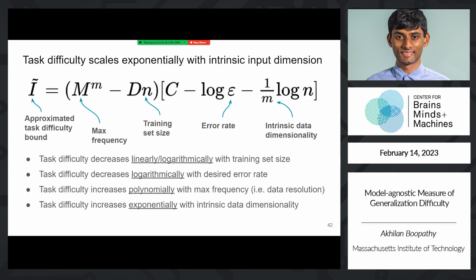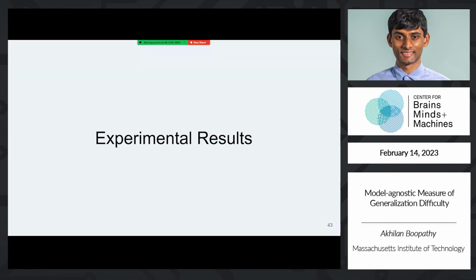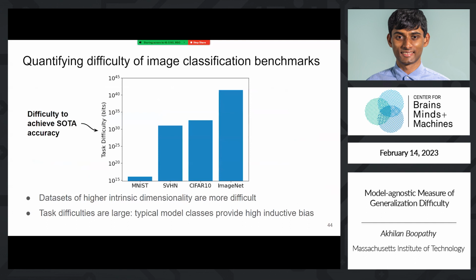Okay, so the numbers you're showing us are upper bounds on the task difficulty. Yeah, these are all upper bounds. How do you get lowercase m, the intrinsic dimensionality? There are several techniques to estimate this. We use a nearest neighbors based estimation tool for these data sets.